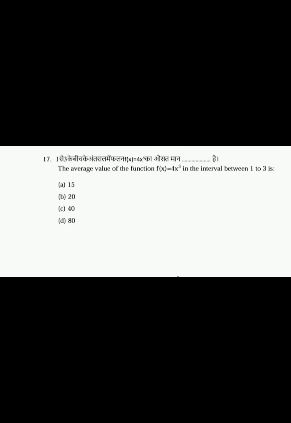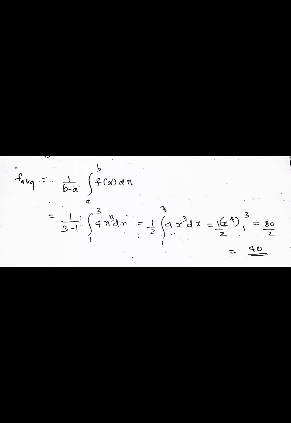Next question is, the average value of the function f of x is equal to 4x cube in the interval between 1 to 3 is dash. The average value of a function can be found out by the equation f average is equal to 1 by b minus a integral over a to b f of x dx. So here the interval given is 1 to 3.